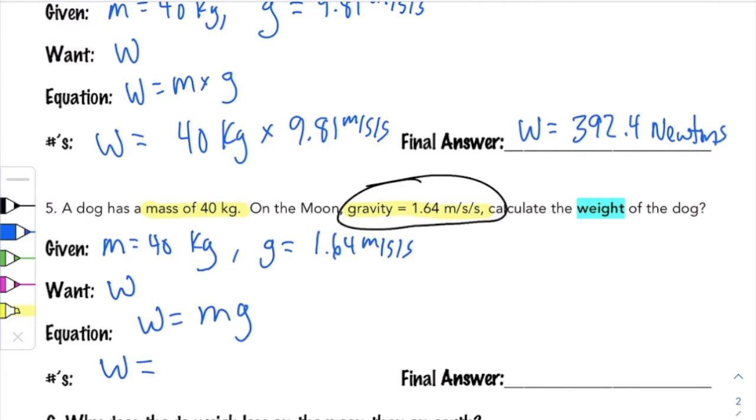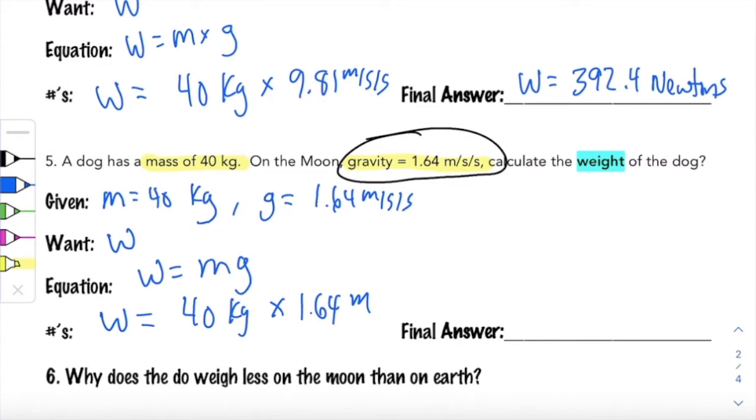So we'll do W, and then mass is 40 kilograms times 1.64 meters per second per second. 40 times 1.64 equals 65.6 newtons. So on the moon, the dog weighs 65 newtons. On Earth, it weighs 6 times more. It's going to be 392 newtons.